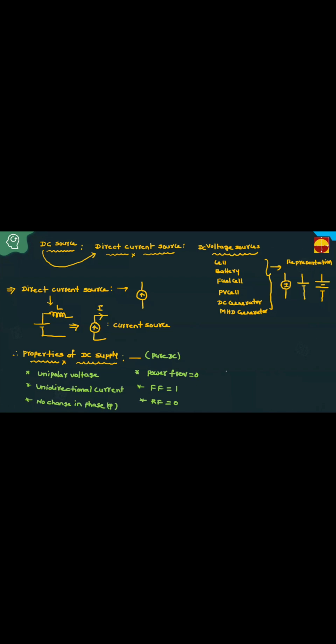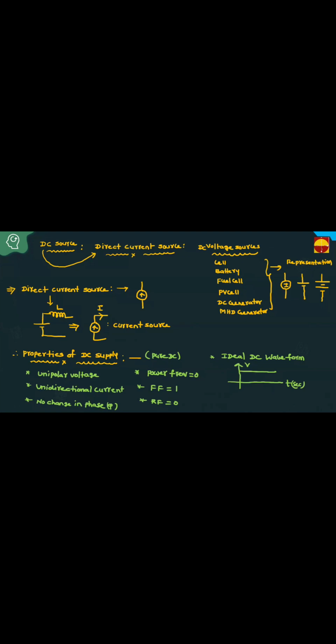The ideal DC waveform is like this. For the representation of the ideal DC waveform, it is represented like this. This axis is voltage, and this is time T in seconds.